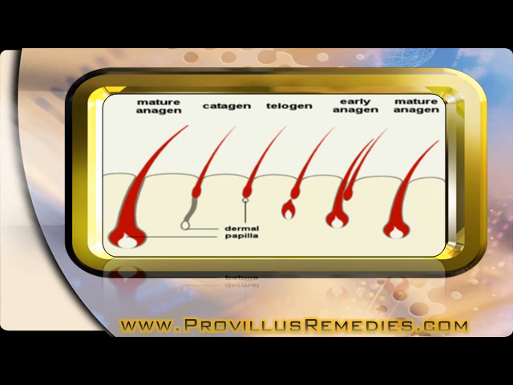DHT is a derivative of testosterone, dihydrotestosterone. As it collects around the dermal papilla, it shortens the growing stage and lengthens the resting stage. The result is the same in both cases: hair loss. Your follicles become unable to replace the hair they shed normally, and the percentage of follicles in the catagen and telogen stages rises.